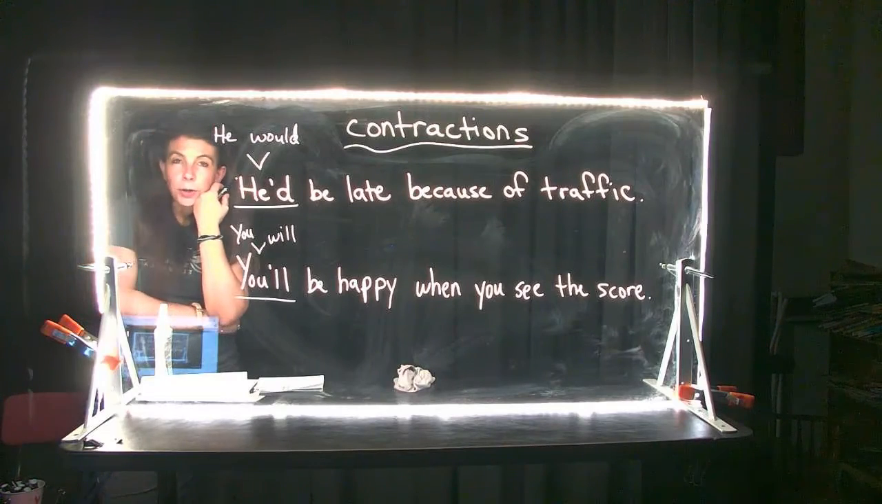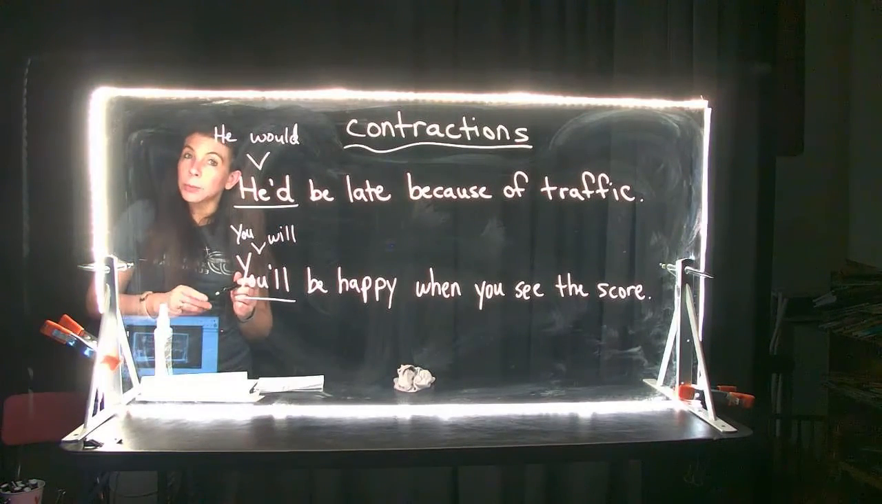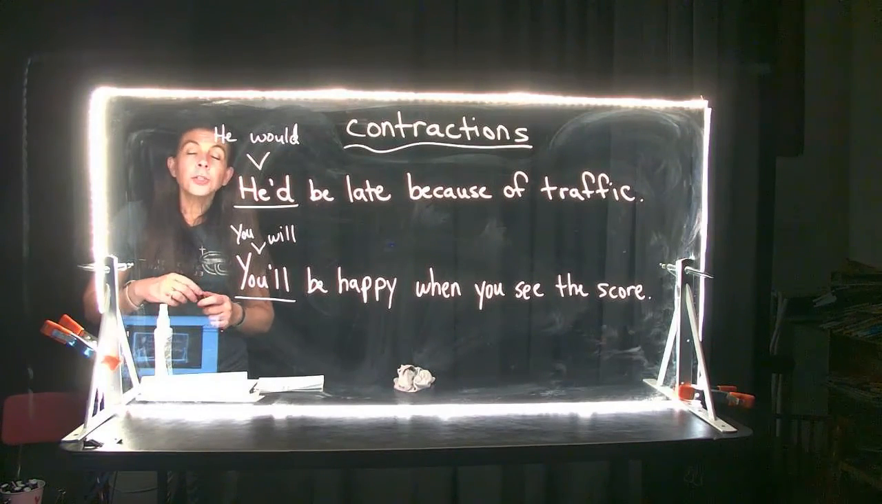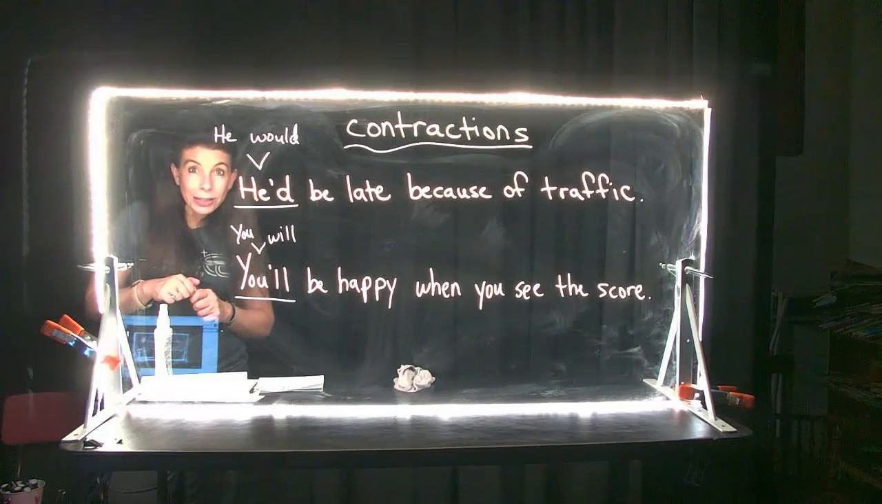So contractions are important. We use them mostly when we speak. We do use them in writing. It's more of an informal way to talk. Just remember your rules for dropping letters and making sure you have an apostrophe. Good job, third grade.